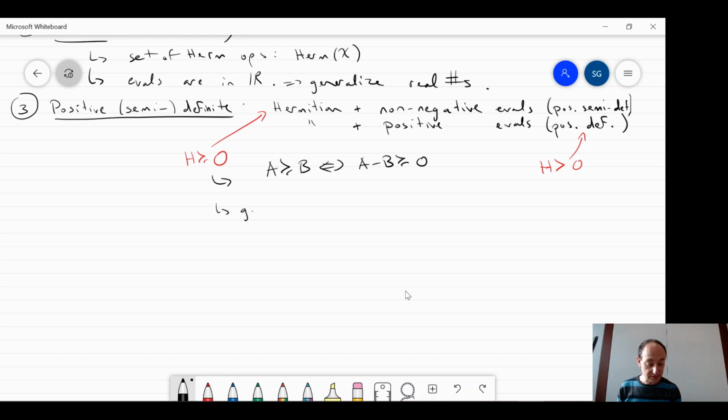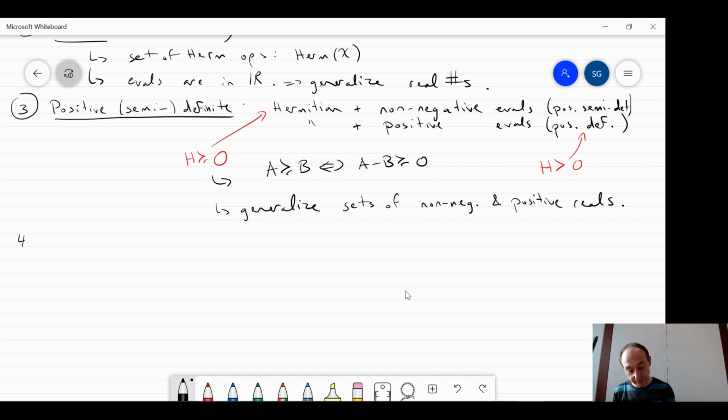So these things generalize the sets of non-negative and just positive reals. That's what you should think about positive operators as generalizing. And remember, the smallest set we can go to is, now imagine you have not just non-negative eigenvalues, but just 0, 1, just like a bit. Then you get to these so-called orthogonal projections. That's the generalization of that.